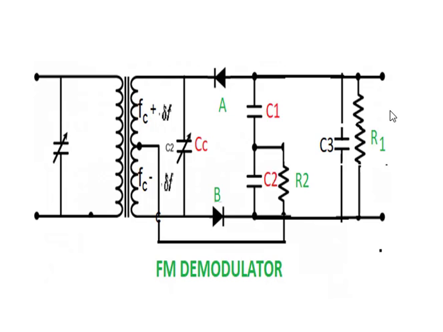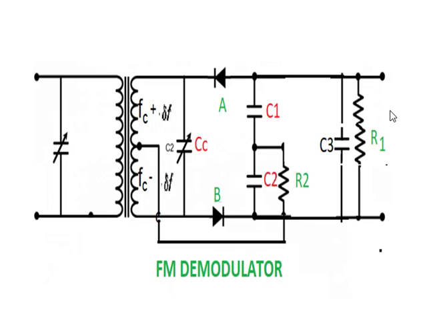Dear students, today we discuss the FM demodulator. We know what a demodulator circuit is: the electrical and electronic circuit which is used to separate the message carrying low frequency signal from the modulated wave.